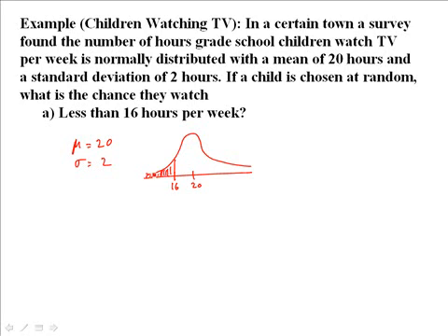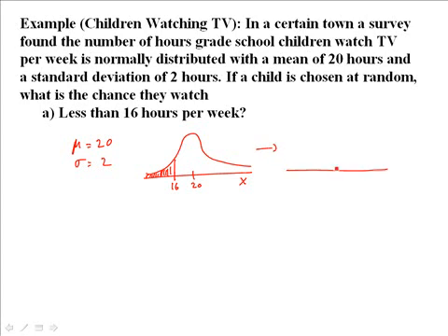All right, so that gives us the chance that if we choose a child at random, they watch less than 16 hours per week. So this area represents the chance they watch less than 16 hours per week. Okay, so areas underneath a normal curve represent the amount of data involved. All right, so how do we solve this kind of problem? We need to change this x distribution into z-scores and use the standard normal curve.